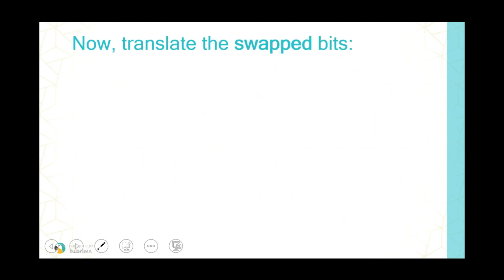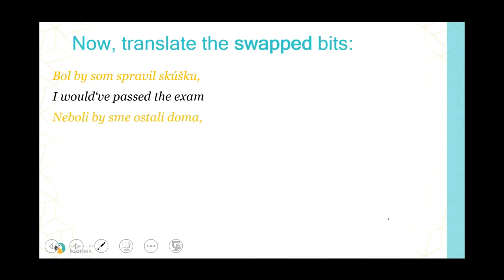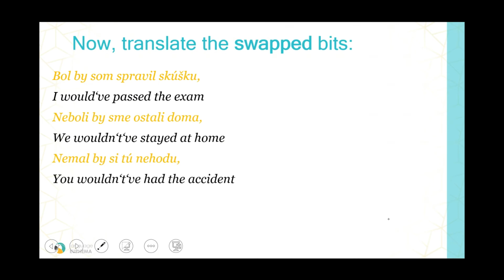Now, translate the swapped bits. Bol by som spravil skúšku. I would have passed the exam. Neboli by sme ostali doma. We wouldn't have stayed at home. Nemal by si tú nehodu. You wouldn't have had the accident. Povedala by som ti. I would have told you. So these were the main clauses.